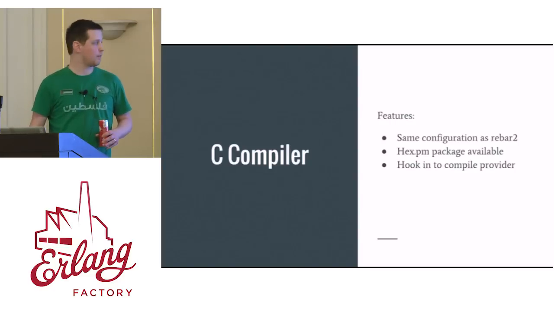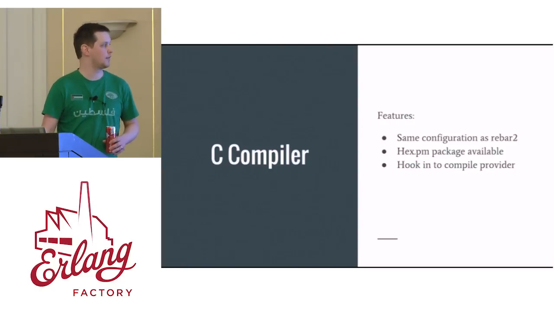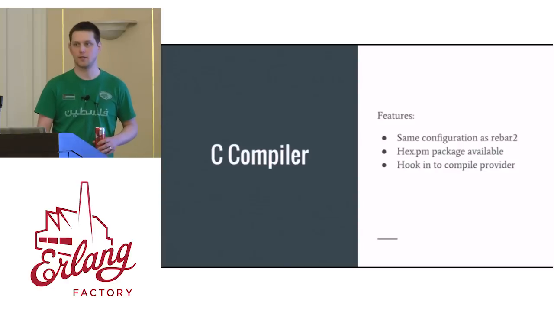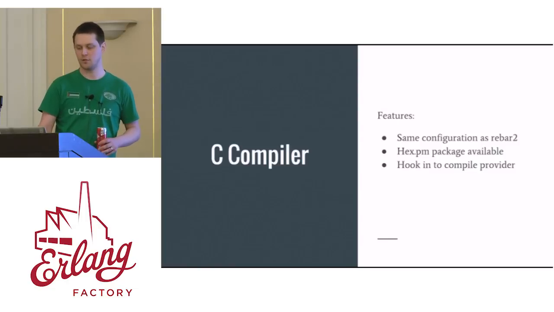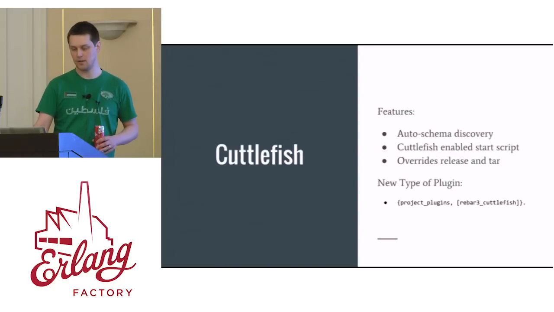A C compiler plugin was added. Same configuration as Rebar2, which makes it a lot easier for people moving over. You simply include the C compiler plugin, and it works the same as you'd expect, as long as you hook it, which I'll show in the converting to Rebar3 slides.